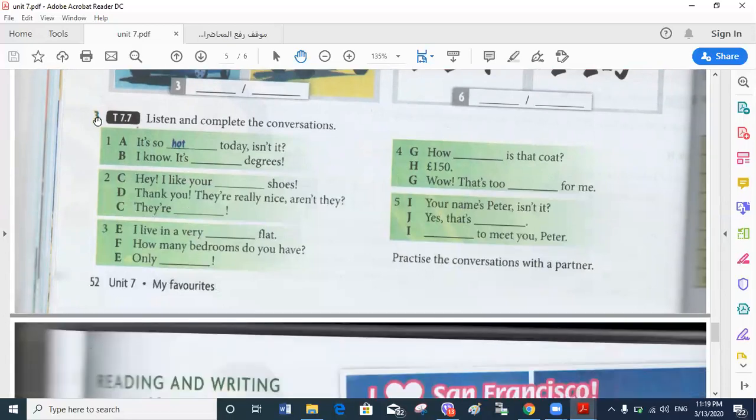For number 3, listen and complete the conversation. It is so hot today, isn't it? I know, it's 45 degrees. So you have to put some suitable word in the blank to match the adjective that you use.